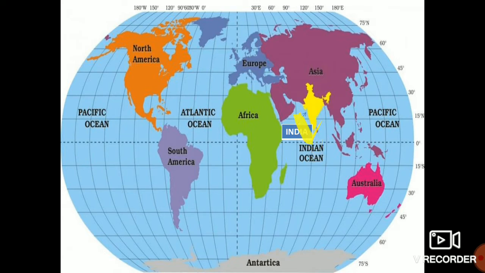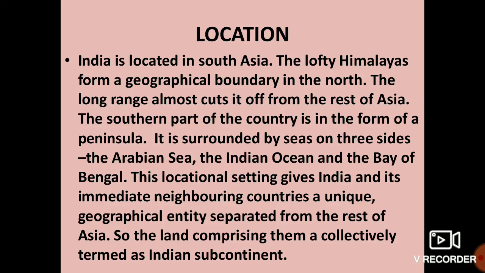If I talk about the southern part, it is the peninsular part: Arabian Sea, Indian Ocean, Bay of Bengal. Peninsular part means surrounded on three sides by the seas. This locational setting gives India and its immediate neighboring countries a unique geographical entity which separates India from the rest of Asia, your Himalayas, your peninsular part.